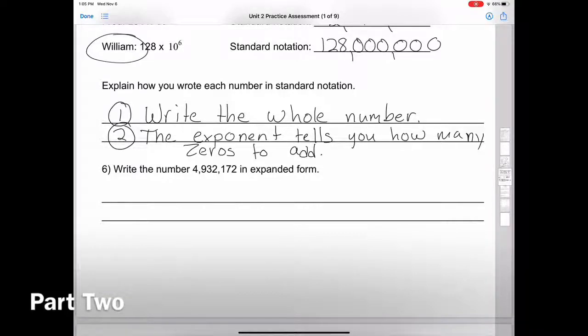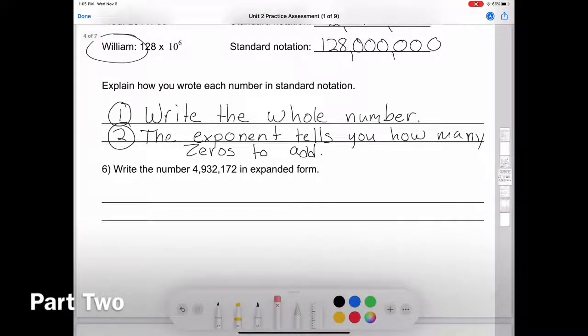All right. Number 6, expanded form. And I gave you a whole bunch of different ways to do this. You could start it out by going like this. And then you could do the next place value. And then continue it on that way. You could do it like this.